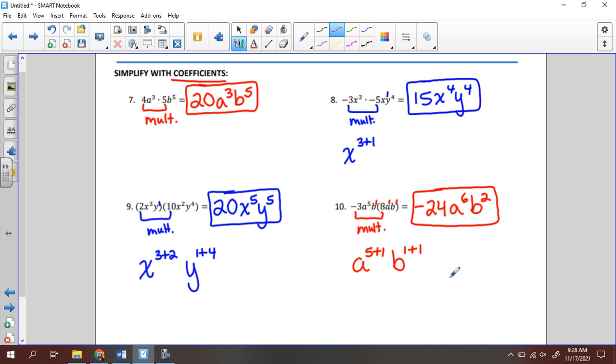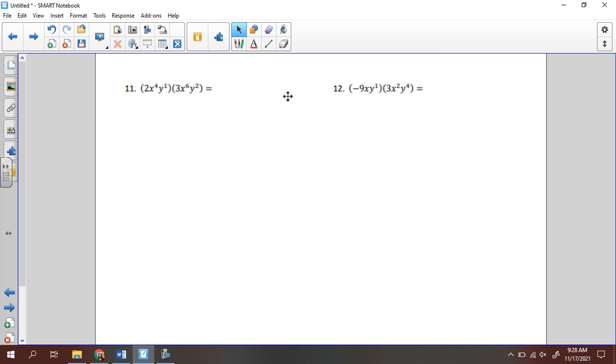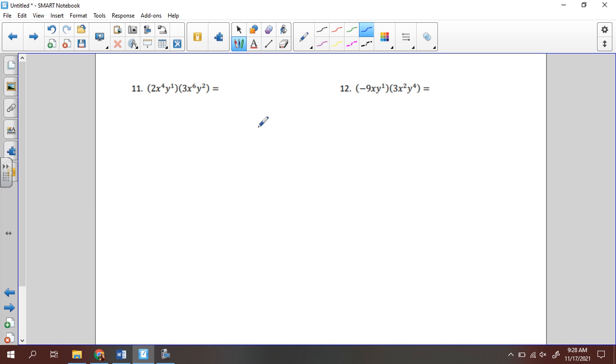Y'all, we good? All right. Yes. Yes. All right. Guys, look, let's keep on rolling. These are easy. Okay? We're multiplying because it's parentheses, right? 2 times 3. Okay, so 6 is part of our final answer. Okay, x's, what do we have for their exponents? 4. So 4 plus 6, what about the y's? 1 plus 2, so x to the 10th, y to the 3rd.